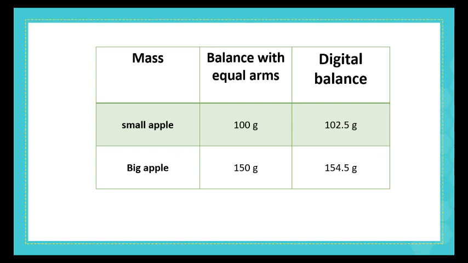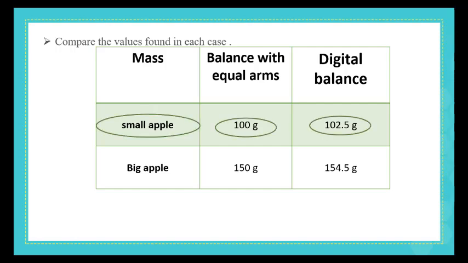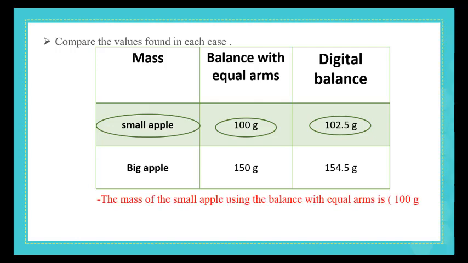This table summarizes the values that are obtained by measuring the small and the big apples using the digital balance and the balance with equal arms. I want you to compare these values in each case. Look at the values of the mass of the small apple taken by the balance with equal arms and the digital balance. The mass of the small apple using the balance with equal arms is 100 gram, smaller than its mass using the digital balance, that is 102.5 grams.